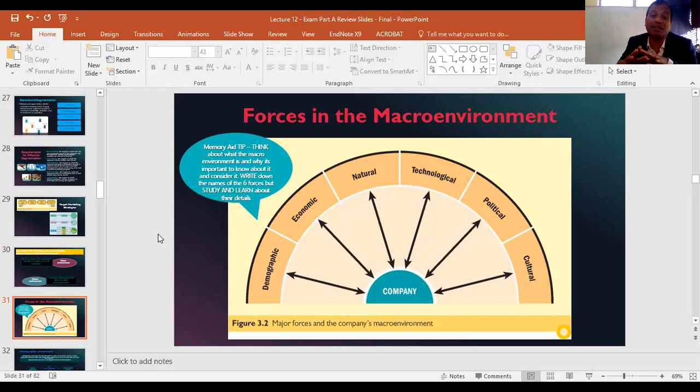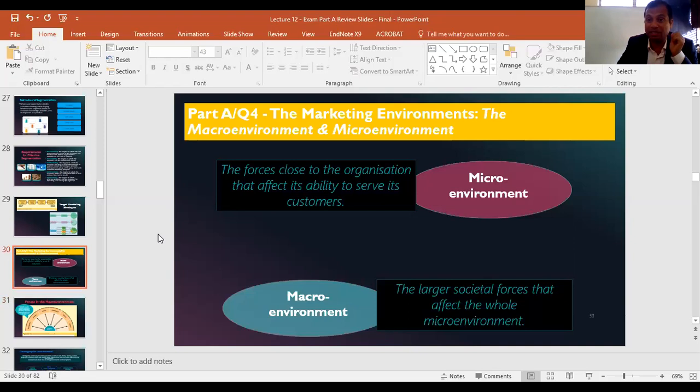Instead of just giving that economic is this, technology is this, and demographic is this, make it more appealing. I mean to say, you have to bind it together and make it more logical.